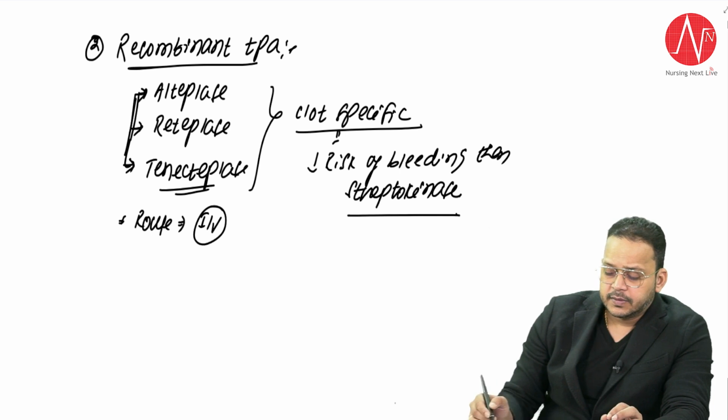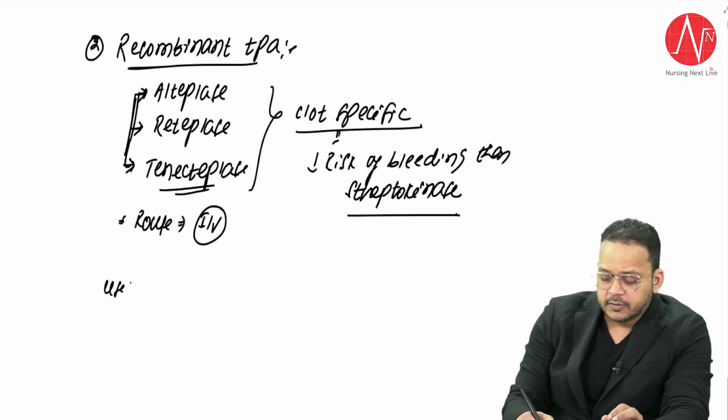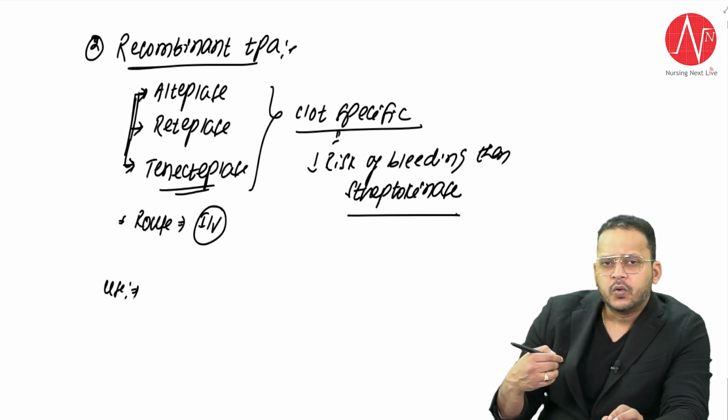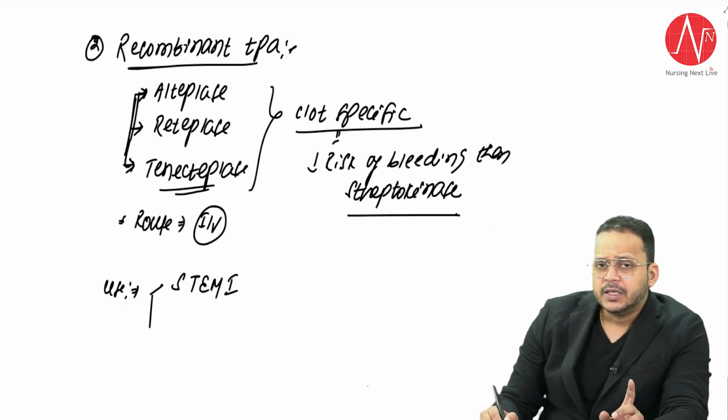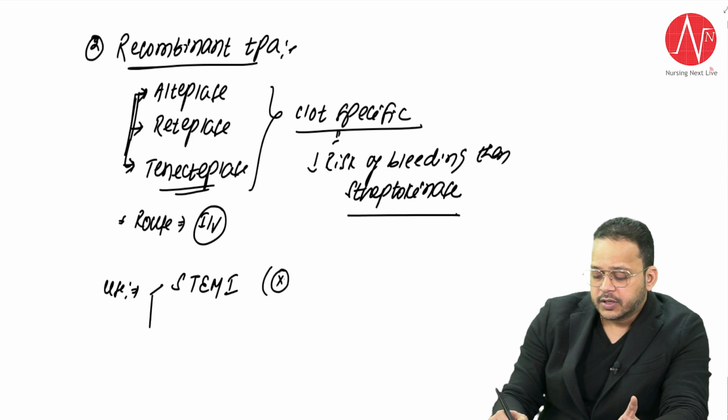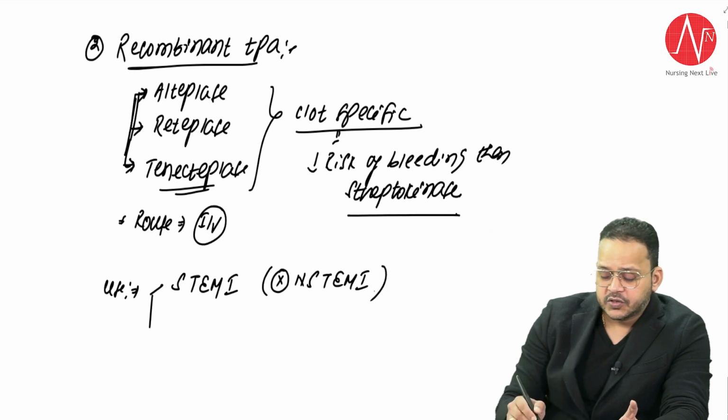And uses of these drugs, guys, where are they used? Wherever a thrombus causes a disease. Where is a thrombus responsible for disease? STEMI. So remember, there is another type of MI, NSTEMI. They are not used in NSTEMI, only in STEMI.